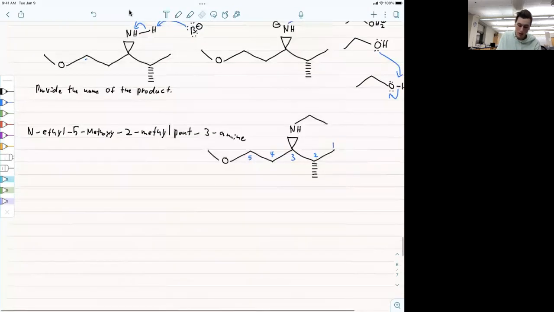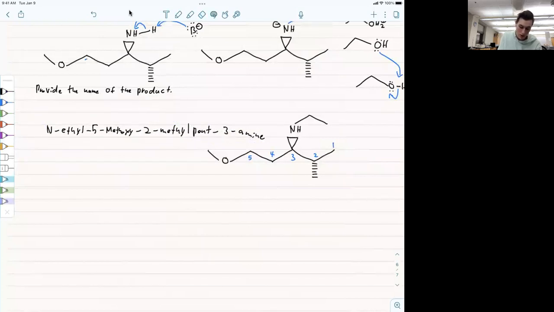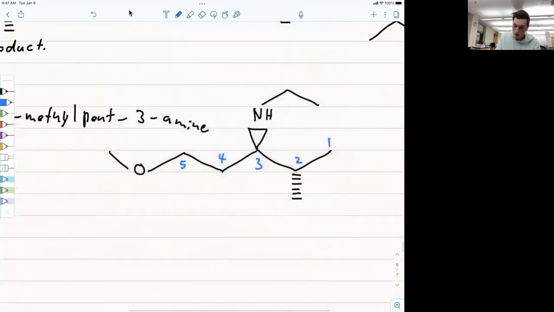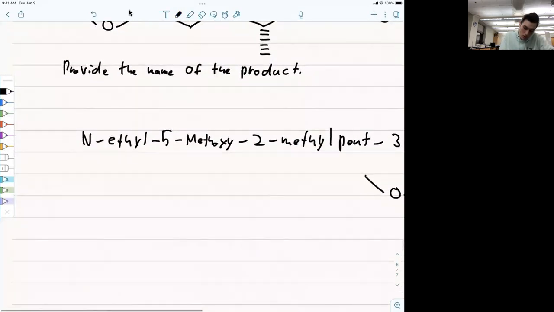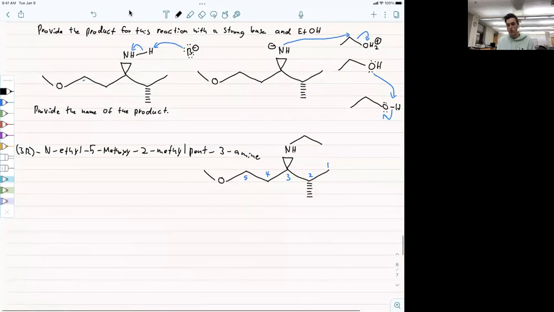And the last thing we have to do is just add our stereochemistry to it, which is going to be your priority number 1 on this carbon. So number 1, number 2, number 3, it's going to go like this. Amine is in the front, which means that we're going to keep it as R. So it'll be 3R, N-ethyl, 5-methoxy, 2-methyl, pent-3-amine. And that's going to be everything.